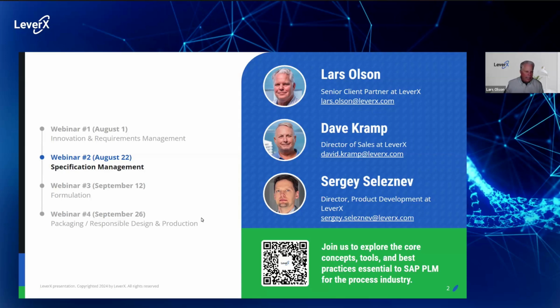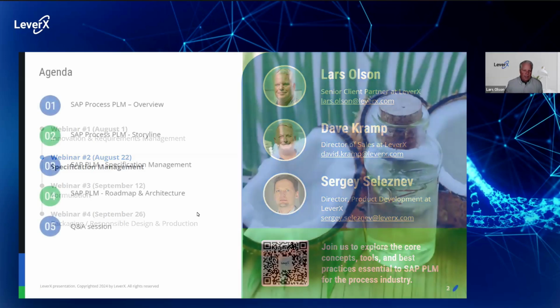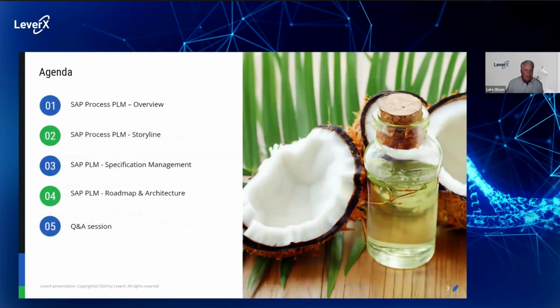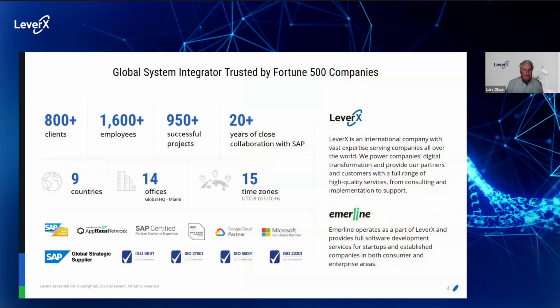At the lower right-hand side, you can see there's a QR code if you want to join us to this series of webinars. So we're going to talk a little bit about obviously Process PLM from an SAP perspective, a little bit around the storyline of the design to consume showcases that we're trying to create master data here from the SAP digital supply chain. We're going to get into the details around specification management. We'll talk a little bit about roadmap and architecture, and then we'll have the Q&A sessions a little bit later on.